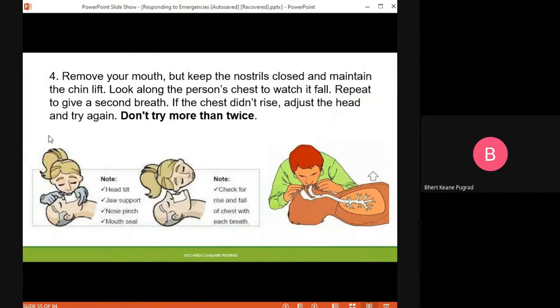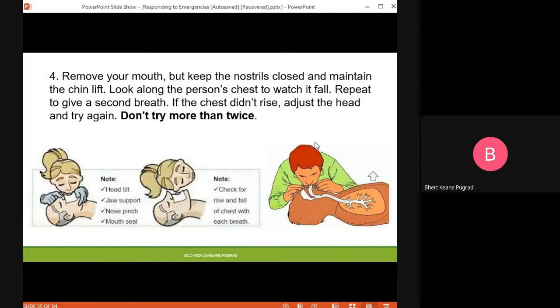Okay? So remove your mouth, but keep the nostrils closed and maintain the chin lift. And you should also look along the person's chest to watch it fall. Okay? So kapag nag-deliver ka ng hangin, if you blow air to the patient, dapat tignan mo na merong rise ng patient's chest. And if you release your mouth, no, and keep the nostrils closed, dapat makita mo rin na parang nag-exhale ng konti yung pasyente or there is a fall of the patient's chest.